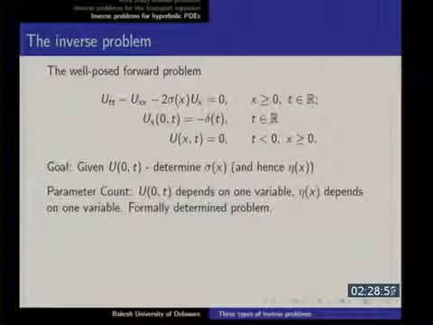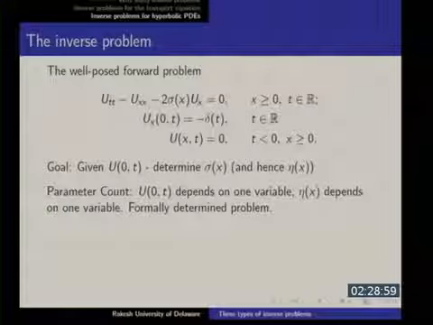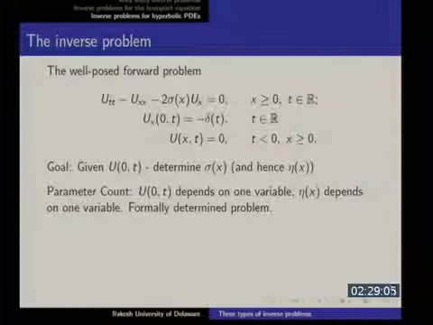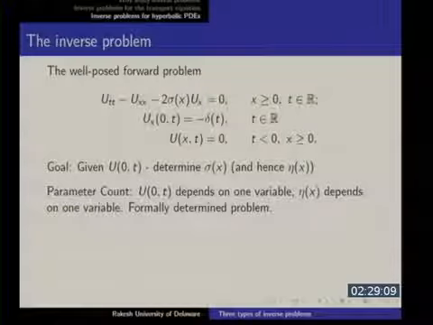You do the parameter count. The data depends only on one variable, t. Eta of x or sigma of x, whichever one you like, depends only on one variable. So it's a formally determined problem. Right? No extra data. That's the right amount of data. Okay.